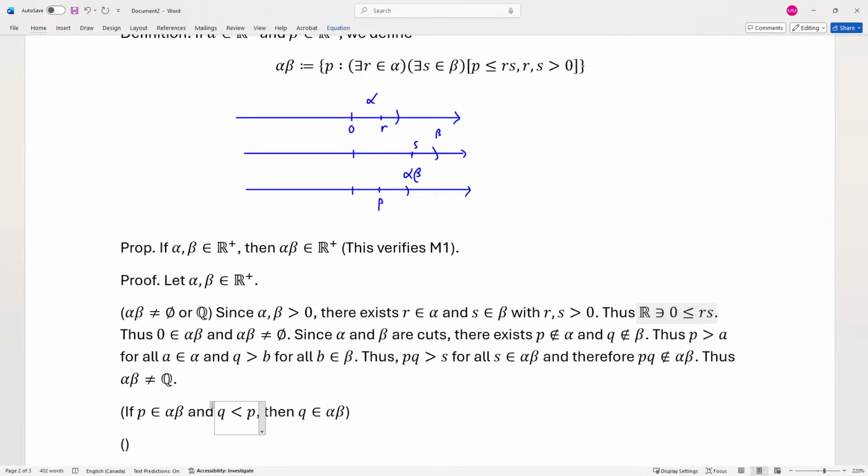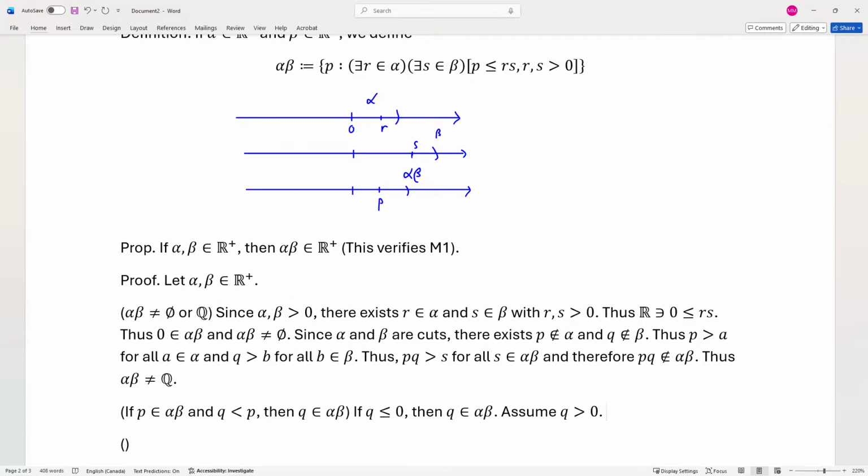Okay. So here, if Q is less than or equal to 0, then Q is automatically in alpha times beta. Okay, so we're going to assume Q is greater than 0.